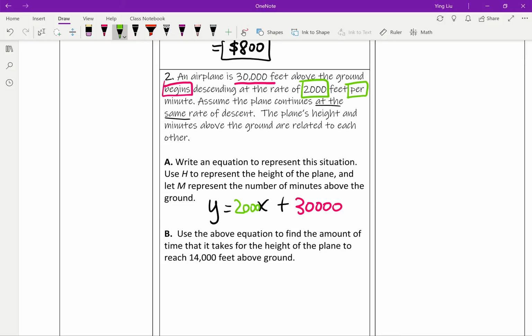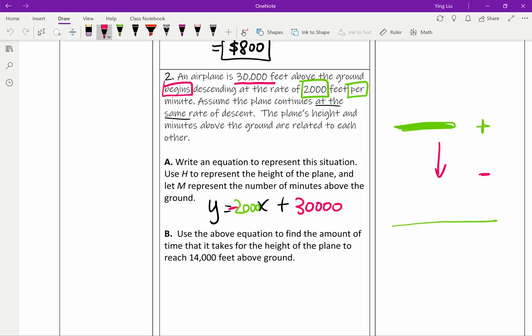of change. Now, because it's descending, if we're using the positive number to be the feet above the ground, so the plane's here, and the ground's here and it's above there, if we're using the positive as the plane's altitude, then when it drops, we're actually saying that it's going the opposite way. So we should use a negative number to be the constant rate of change because it's dropping.